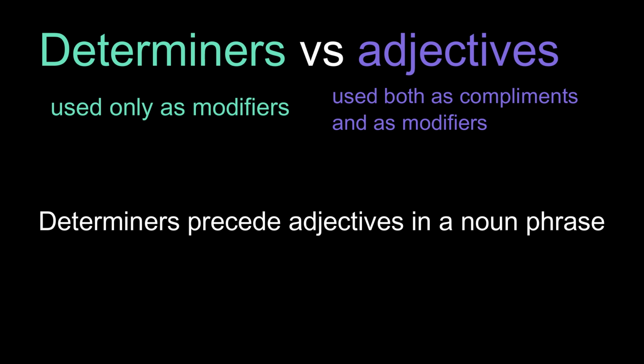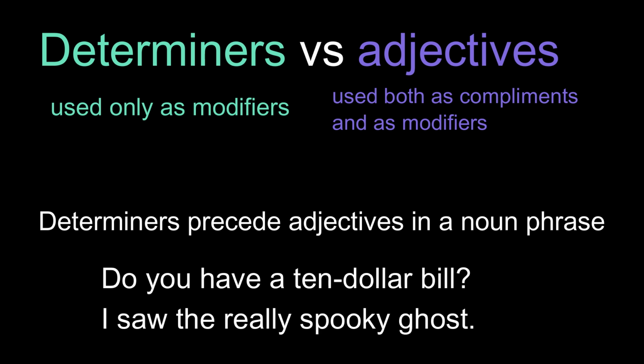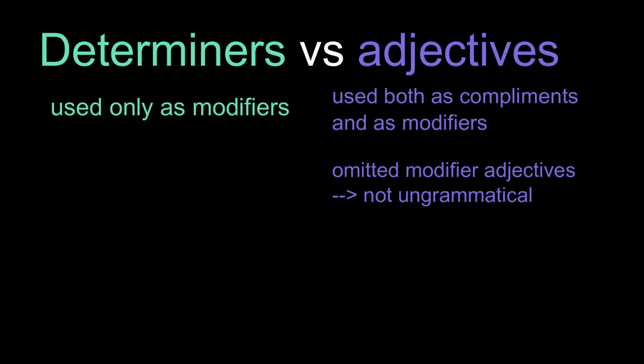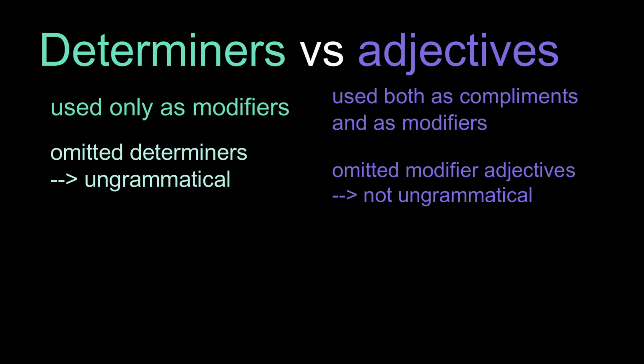For example, do you have a $10 bill? I saw the really spooky ghost. While omitting a modifying adjective does not make a sentence ungrammatical, omitting a determiner can make a sentence ungrammatical.